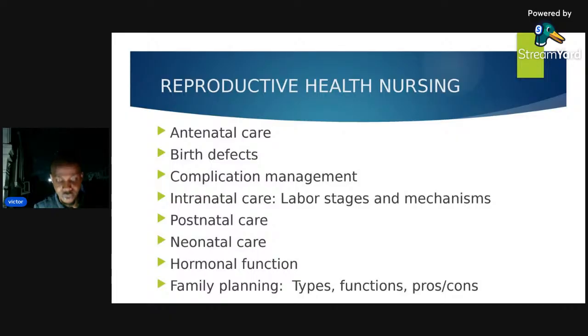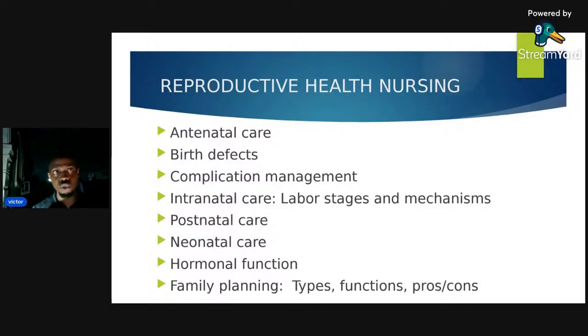The second stage is the delivery stage. That is when there is full dilatation and there is full effacement. So the baby is able to maneuver his way to the vulva, which is the external genitalia, and then delivery takes place. The third stage is the delivery of the placenta and its membrane. So that is the third stage of labour, whereby you deliver the placenta.